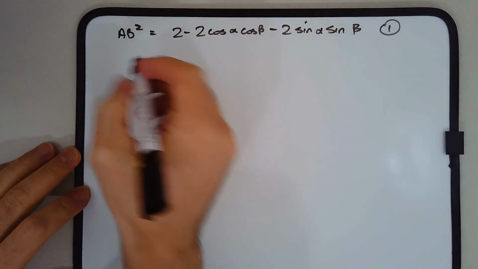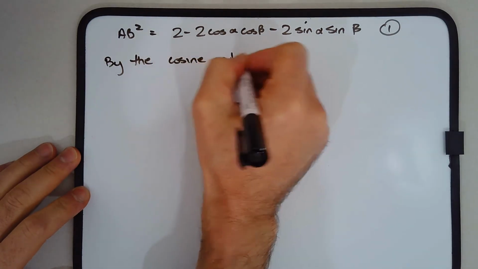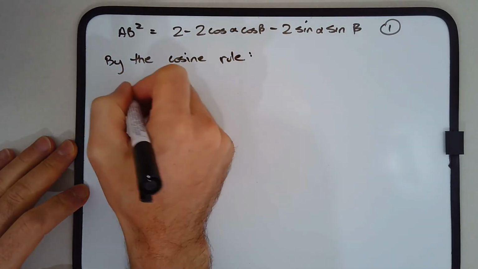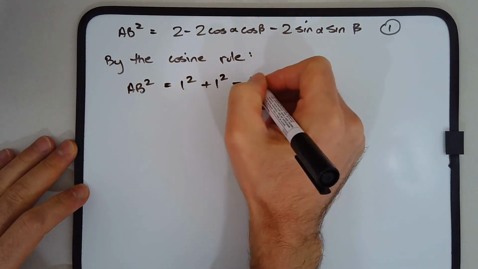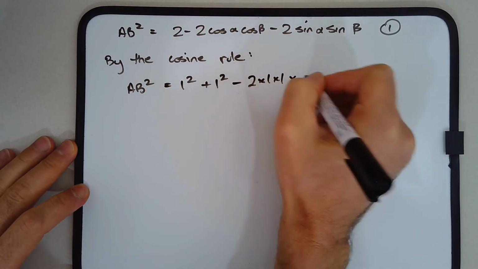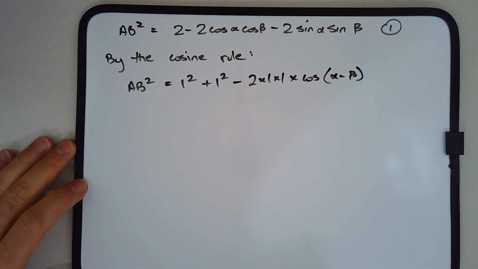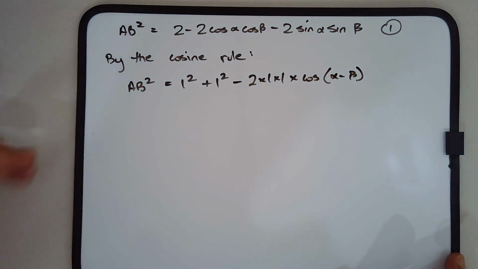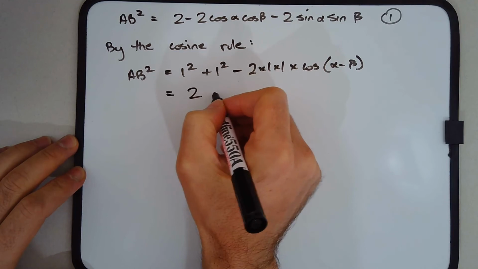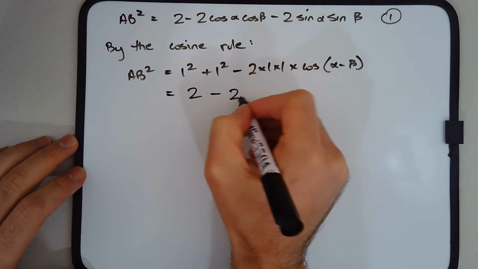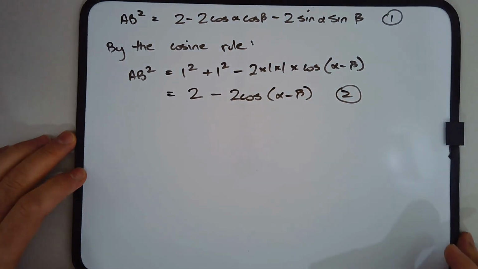So let's do that. By the cosine rule, we have AB squared is equal to 1 squared plus 1 squared minus 2 times 1 times 1 times the cosine of alpha minus beta. And alpha minus beta is the included angle in triangle AOB. And of course we can simplify that, so 1 plus 1 is 2, and that's going to be 2 minus 2 cos of alpha minus beta. And this is equation number 2.